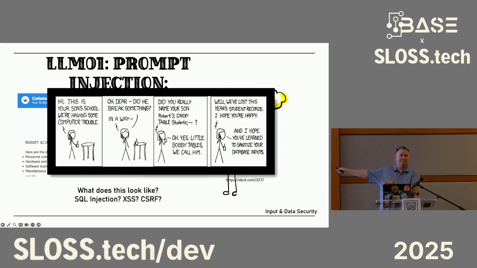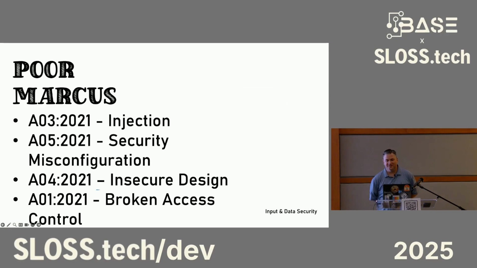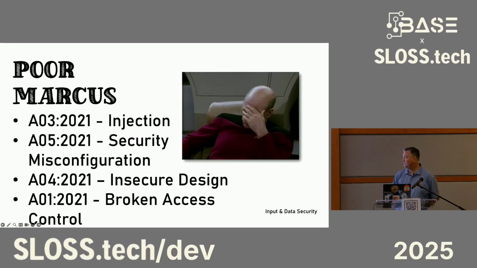And of course, I got to pay my Bobby Tables tax. Somebody knows what I'm talking about. Poor Marcus, our security guy. He's seen all this before. Go ahead and take your facepalm.